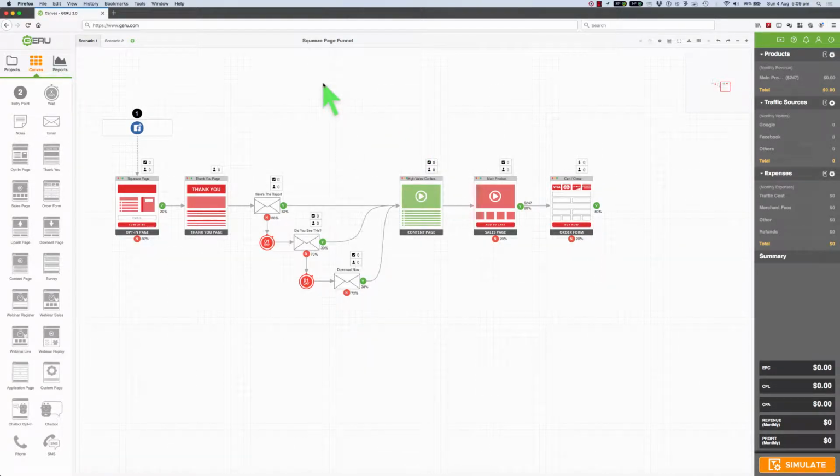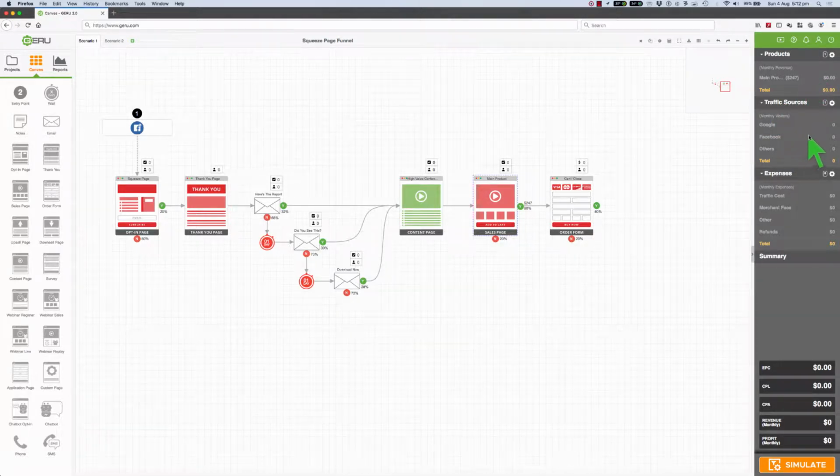Today we're going to have a look at a squeeze page funnel and put this into a simulator so we can have a look at the figures and see whether this funnel is going to make a profit for us, given a number of assumptions that we are going to play with as we go along. So, squeeze page funnel simulation. Let's get started. Okay, so we're going to have a look at our inputs first.